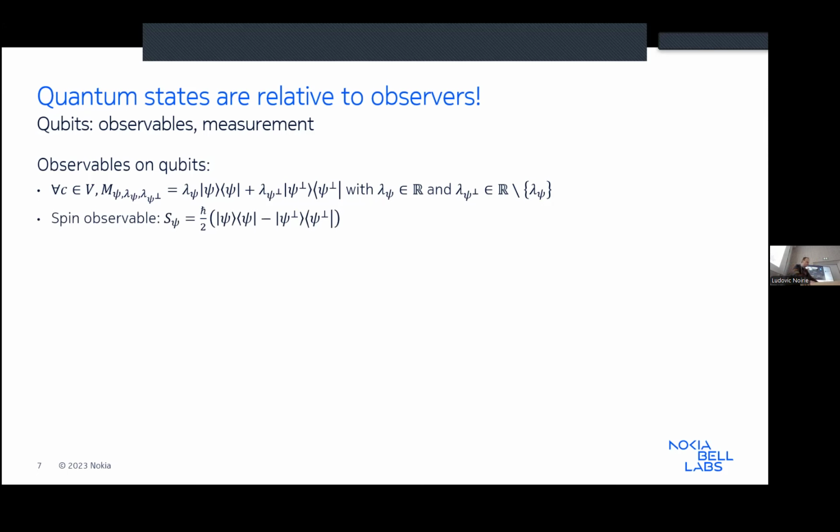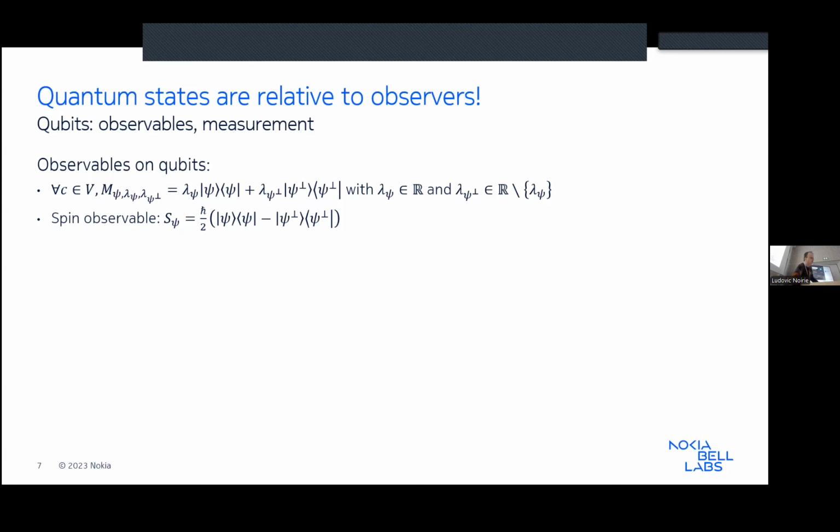For your information, the spin observable is defined like this. You have a factor h bar, the Planck constant divided by 2 pi, h bar divided by 2 in front, and then you have psi minus psi orthogonal, meaning that you have plus 1 or minus 1 inside, meaning that the spin value can have two values: plus h bar divided by 2 or minus h bar divided by 2. Just for your information about the spin, which is something important in quantum physics. And this is what we use, in fact, in matter qubits.